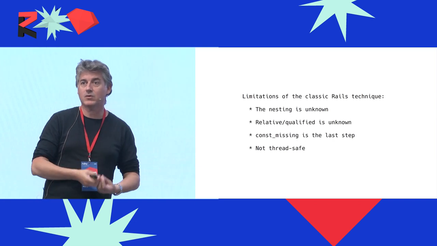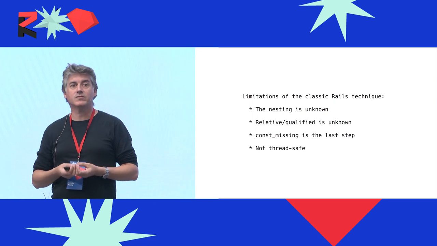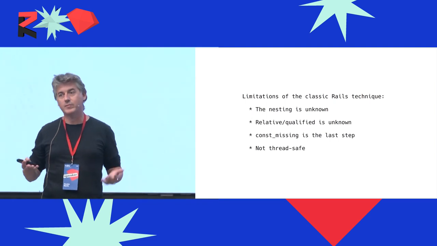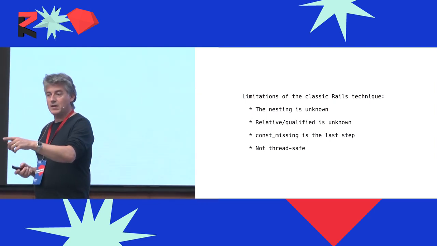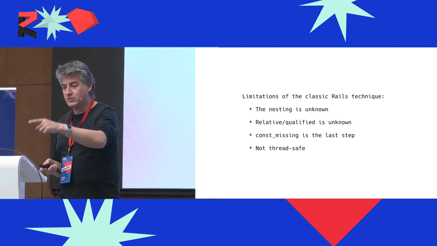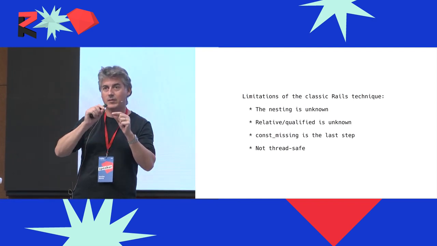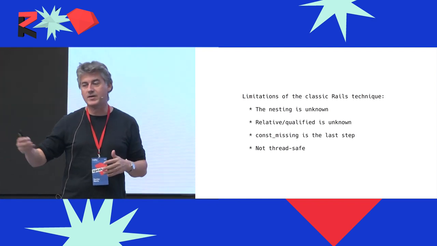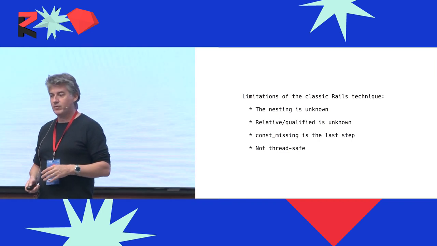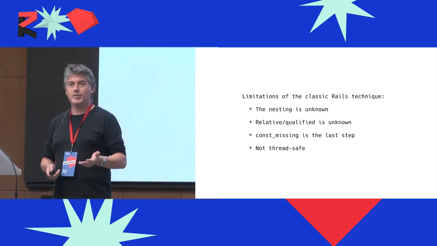So Active Support just couldn't resolve things the way Ruby does because it lacked fundamental information. It did the best that it could with the information that it had, but fundamental pieces of information were missing. So it was not a perfect solution. It couldn't be a perfect solution. Then another thing: even if you had this information, the third point still applies, which is that const_missing in this algorithm is like the last step. And we are going to explain with an example why this is an issue. Finally, that's not thread safe. Rails has some locks for main paths of execution, but this is fundamentally not thread safe. Okay.